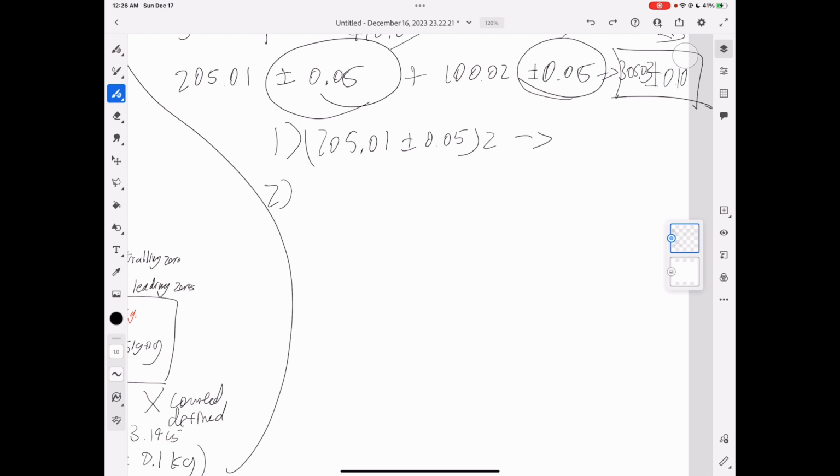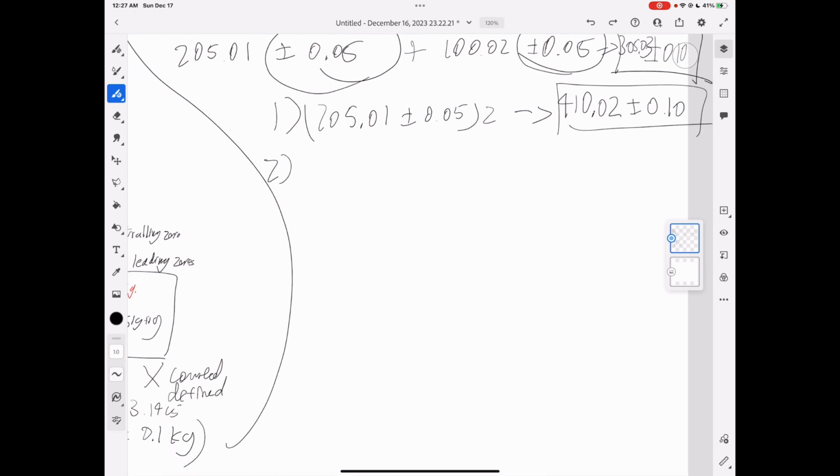The first one is with a number that doesn't have uncertainty. Note that this could be maybe a counted value, like the sheep from before. What we do is we simply multiply the uncertainty by the number as well. So this turns into 410.02 plus or minus 0.1.